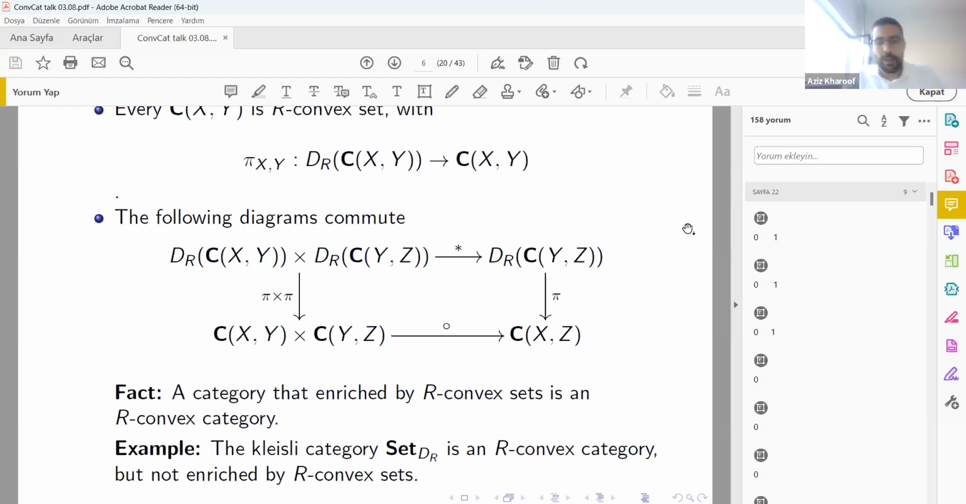Just one word I want to say. Why is the Kleisli category not enriched by R convex sets? Because the Kleisli composition is not convex. In order to be enriched by R convex sets, the composition has to be a convex map, but the Kleisli composition is not a convex map. One can see it's easy.